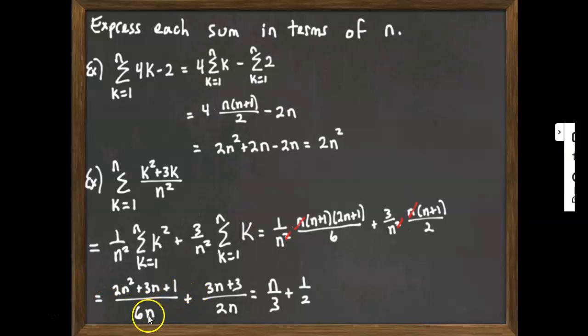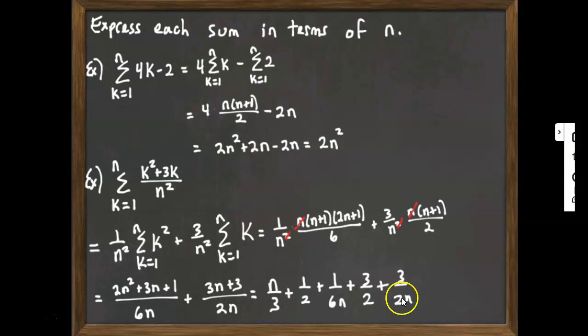And then I can have 1 over 6n. And then 3n over 2n. The n's will cancel out, and we get 3/2. And then 3 over 2n would just be 3 over 2n. And then I'm just going to go one last little step here and simplify. So I have n over 3, I have a 1/2 and a 3/2, which will become just 2, and I have 1 over 6n plus 3 over 2n.